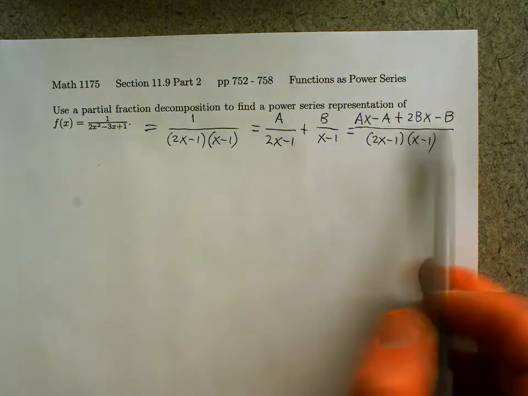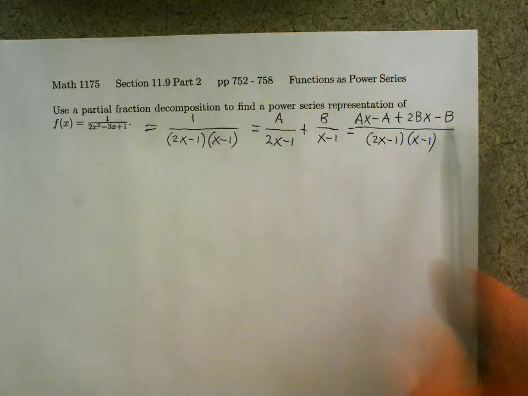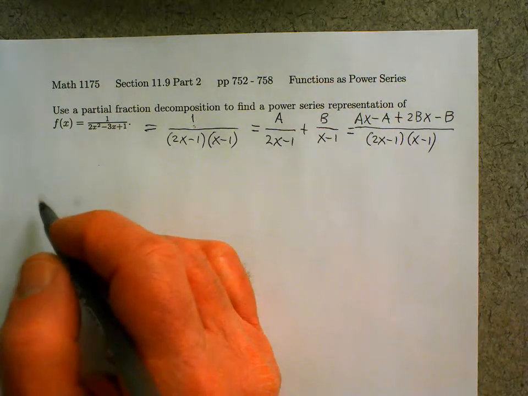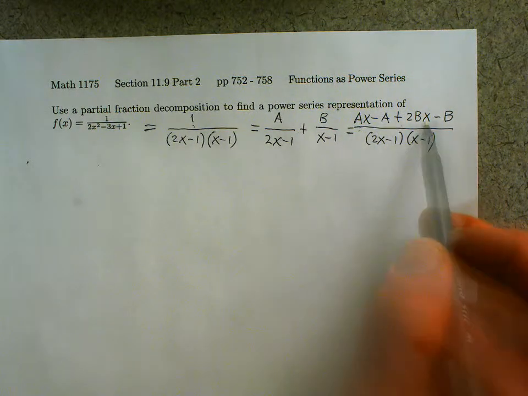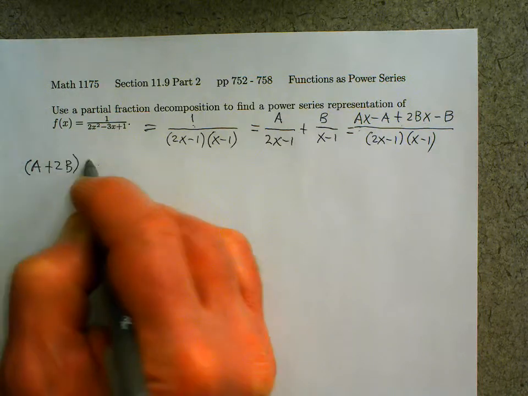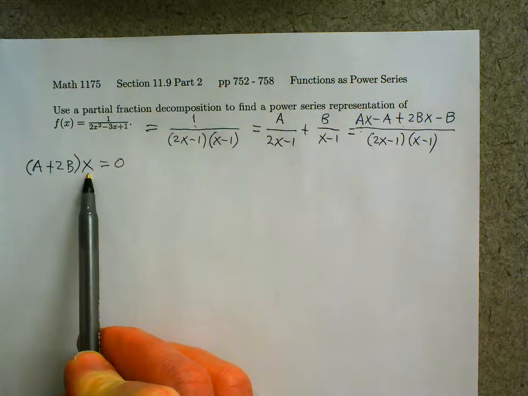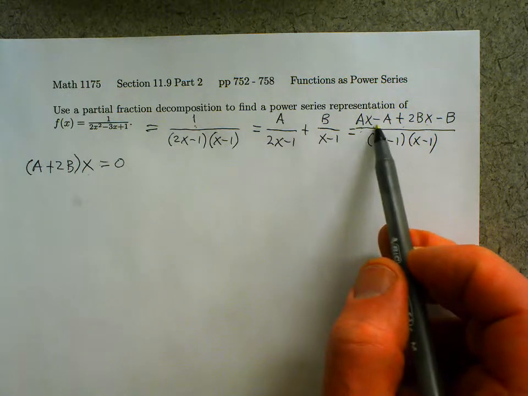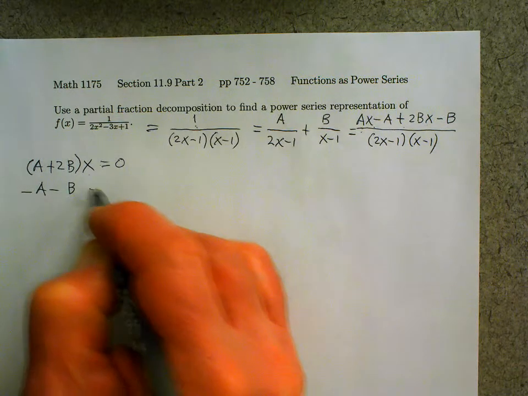Okay, we can focus on the numerator. Ax minus a plus 2bx minus b has to equal 1. So combining like terms, we have ax plus 2bx, if we write it as the quantity a plus 2b times x. That has to equal 0 for all x. And then the constant, minus a minus b, has to equal 1.